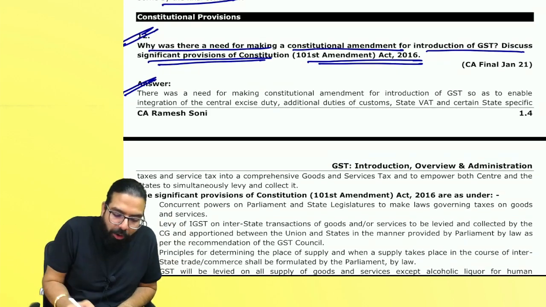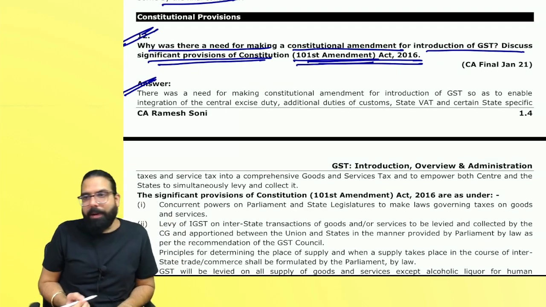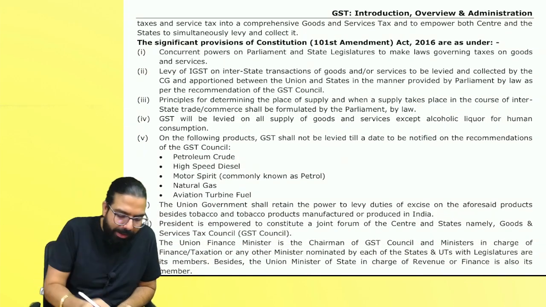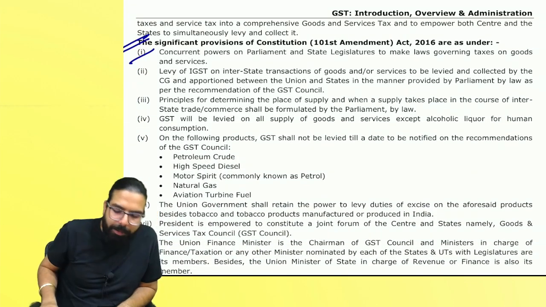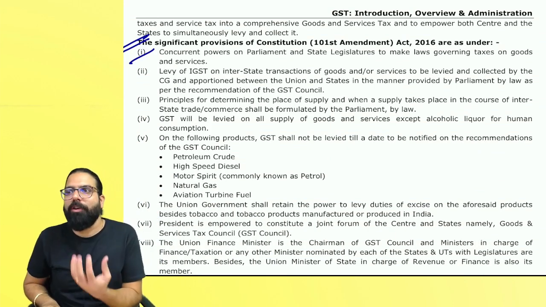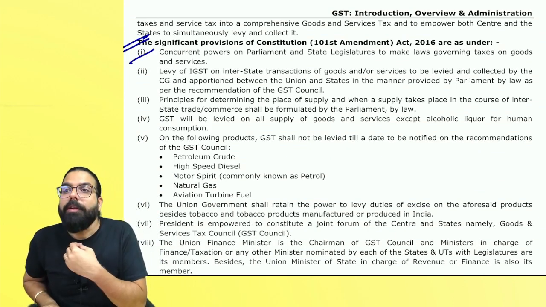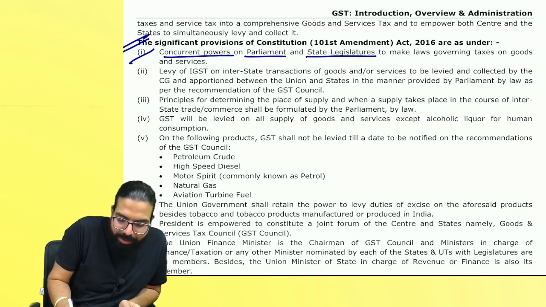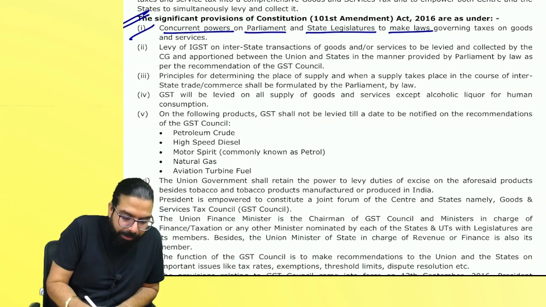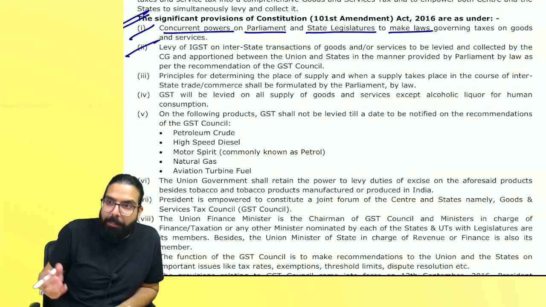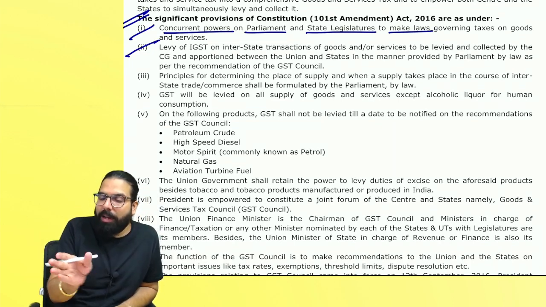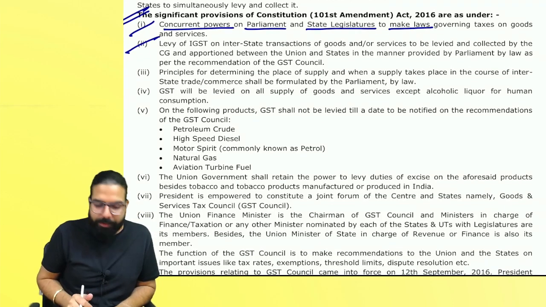Now the Constitutional Amendment Act was passed. What were the provisions in it? Number one, concurrent power was given to Parliament and the state legislature to make the law. Levy of IGST will always be central. Parliament will make the law, the central government will collect, and they will apportion between the center and the state.